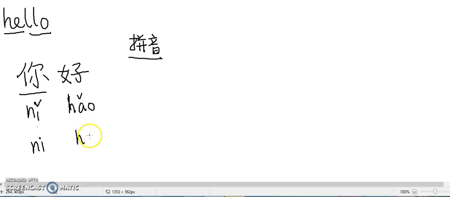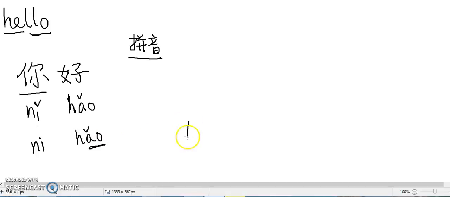Similarly, H, we pronounce it in Chinese as h. And AO together, we pronounce it as ao. So hao. Because we have an accent mark, we put the accent mark on top of it, and we read it as hao. So that changes the pronunciation, the tone. So this is very different from English.